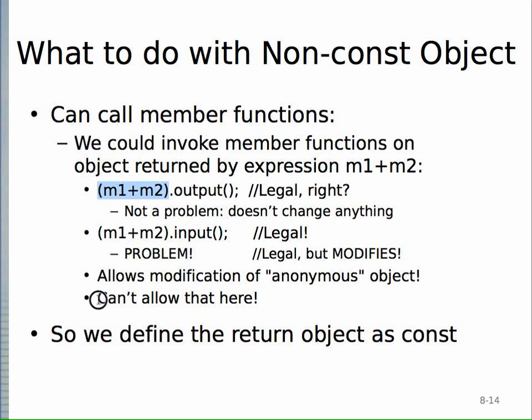So when we say things like, you can't allow that here, what we're saying is to make our programs a little bit more understandable and easier to debug, we shouldn't allow that. And that's why we define the return object as a const. So it's not to satisfy the compiler or anything. We use that const just to make our code that much more bug-free.